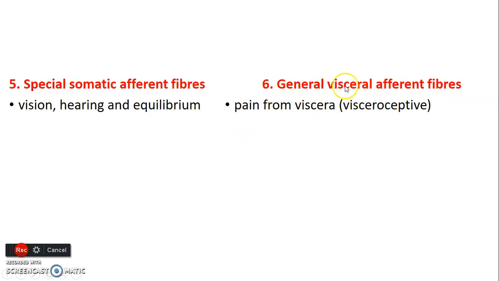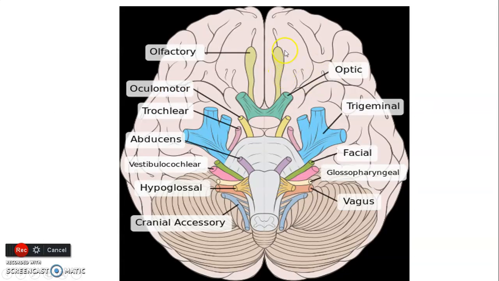Okay, general visceral afferent, sensory from the viscera, and it's general, so it's pain. So these are the cranial nerves. Number 1, the olfactory. Number 2, optic. Number 3, oculomotor. 4, trochlear. 5, trigeminal. 6, abducens. 7, facial. 8, vestibulocochlear. 9, glossopharyngeal. 10, vagus. 11, accessory. And 12, hypoglossal.